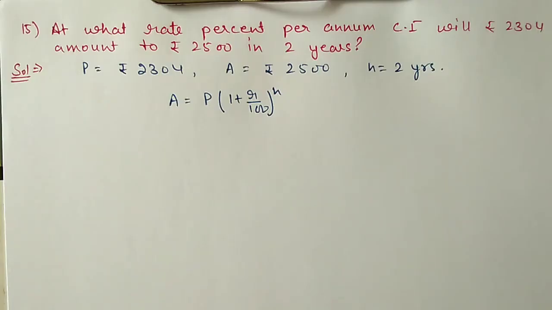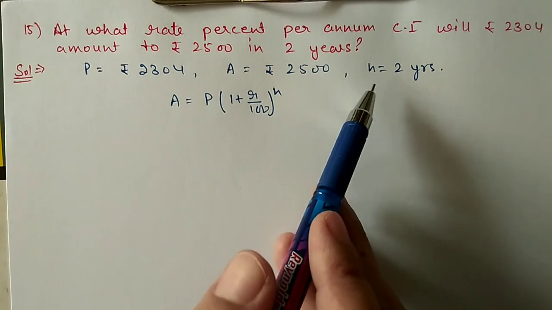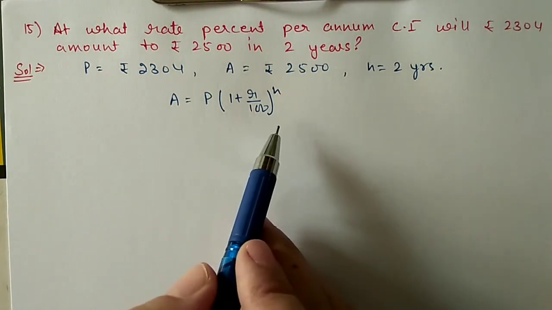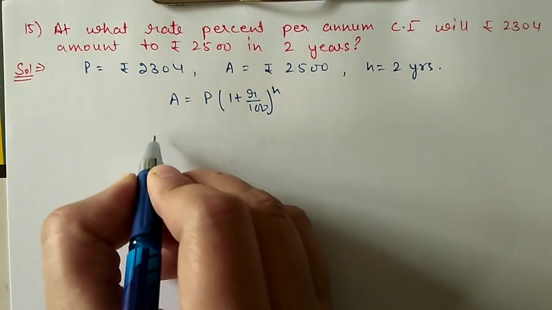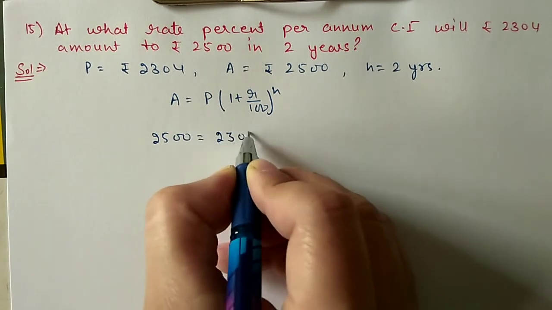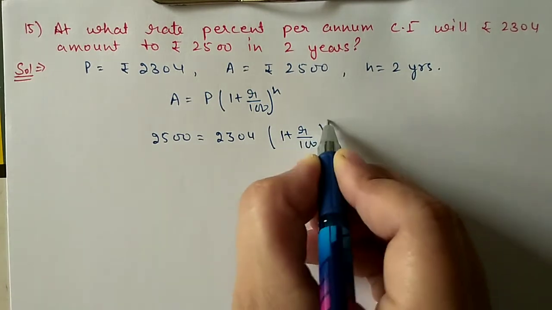Next, question number 15. At what rate percent per annum compound interest will 2304 rupees amount to 2500 in 2 years? So here principal money is given, amount is given, and time is given. We have to find the rate of interest. We'll use the yearly formula here because no condition is given in the question. Substitute values. Amount 2500 is equal to 2304 (1 plus r by 100) to the power 2.